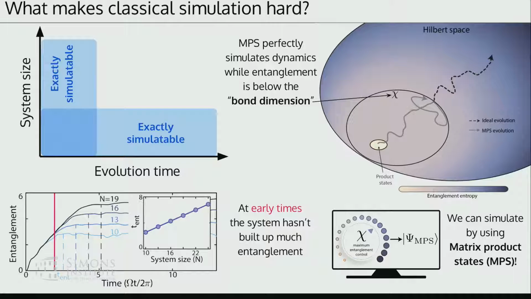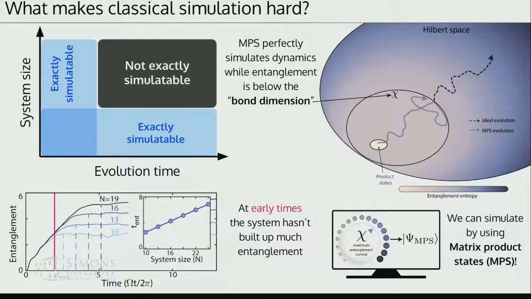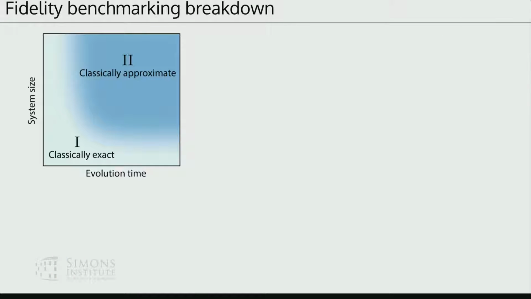And then past this bond dimension, as the entanglement grows further, the simulation breaks down, and we get this not exactly simulable regime at high system sizes and large evolution times. We can redraw this phase diagram a little bit more prettily, with what I'll call a classically exact regime and a classically approximate regime. And we can think about benchmarking the system in these two different regimes. We've already basically looked at the classically exact regime, but I'll show it again here for completeness.